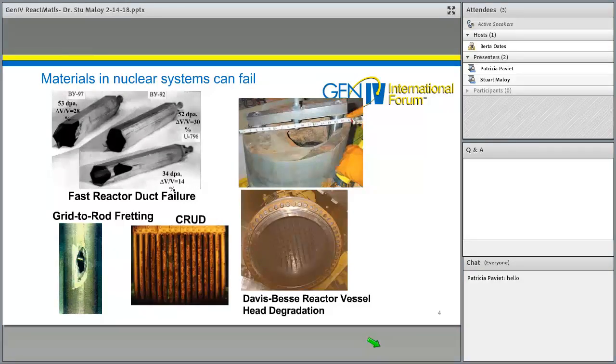So I think most people here know that materials in nuclear systems can fail, especially in some of the harsh conditions that they must see. For example, in the upper left-hand corner, the fast reactor ducts that saw very high exposure, you can see up to 52 to 34 dpa exposure, actually failed when removing them from the reactor. That's a high-dose reactor issue. And then other issues from corrosion, as you can see from the Davis-Besse reactor vessel head degradation or grid-to-rod fretting in typical zircaloy-clad fuel cladding, and crud as well can be an issue. So clearly there are some materials issues you can run into in reactor systems.